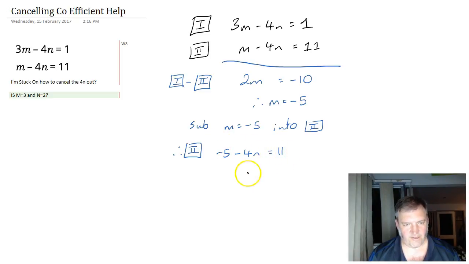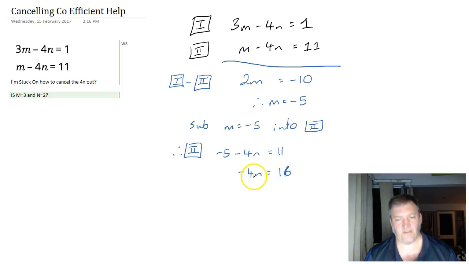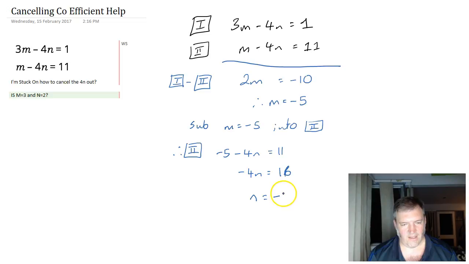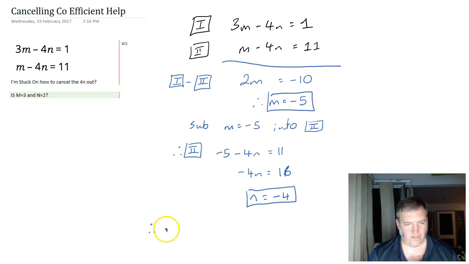Adding 5 to each side, I get negative 4n equals 11 plus 5, 16. Final step, this is negative 4 times n. What's the inverse operation? Of course, it's dividing by negative 4. When I divide each side by negative 4, I get n equals negative 4. So my solution is m equals negative 5 and n equals negative 4.